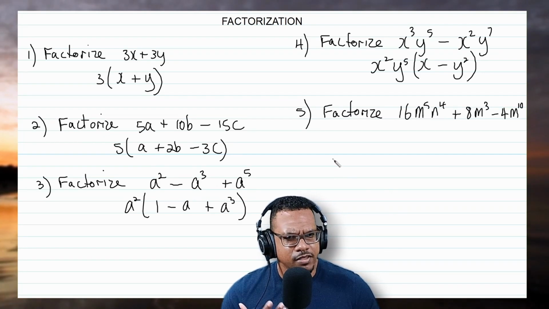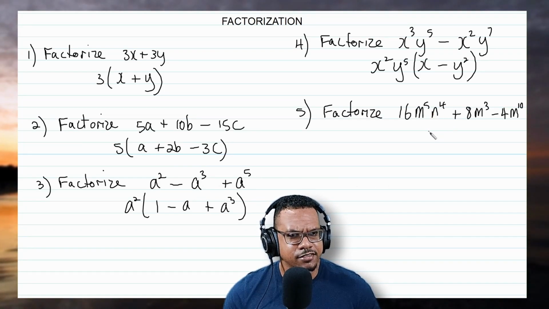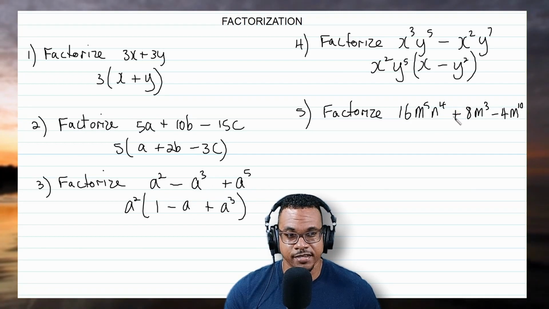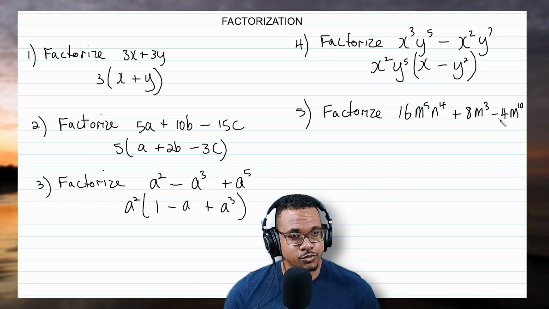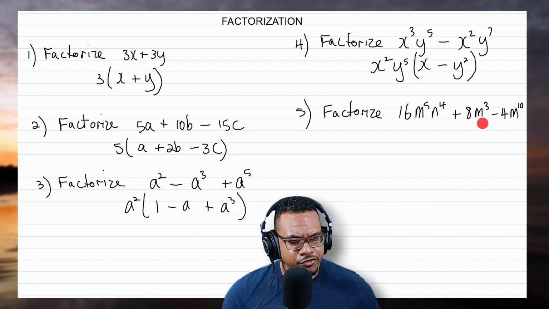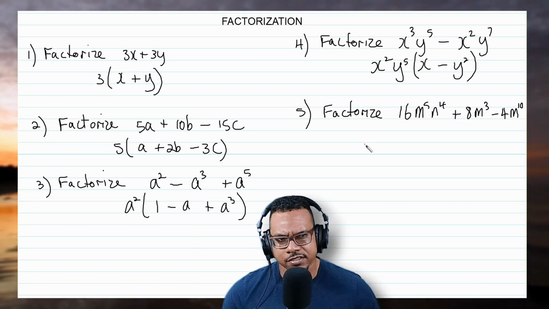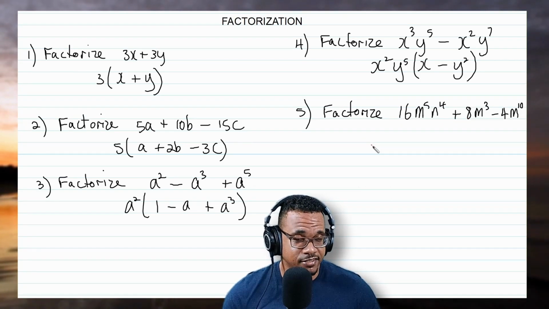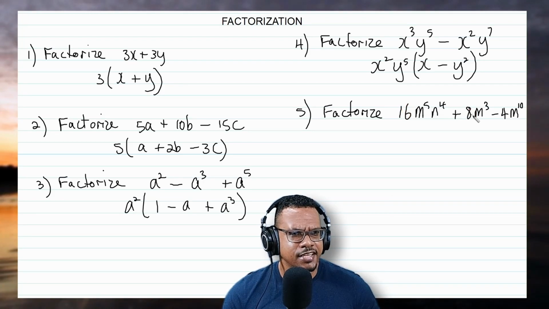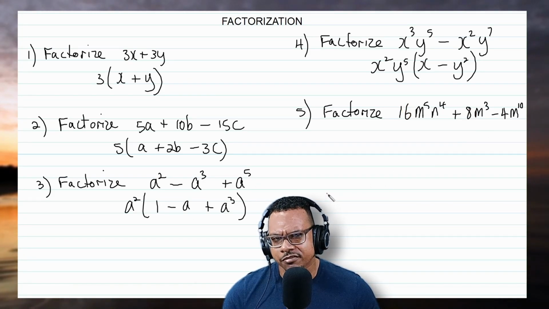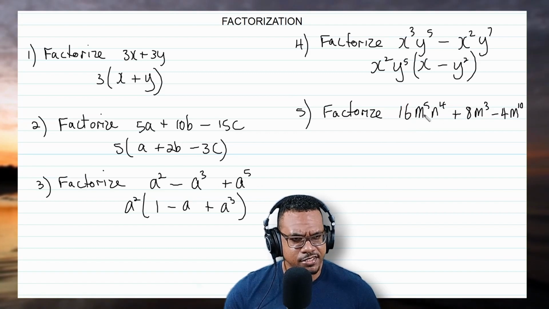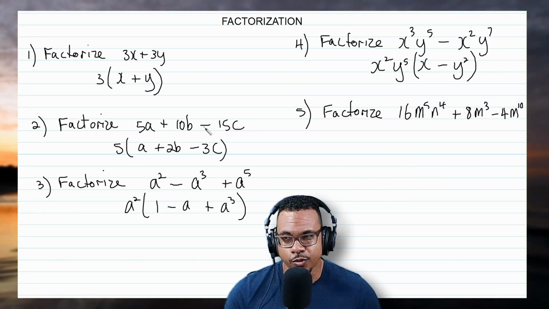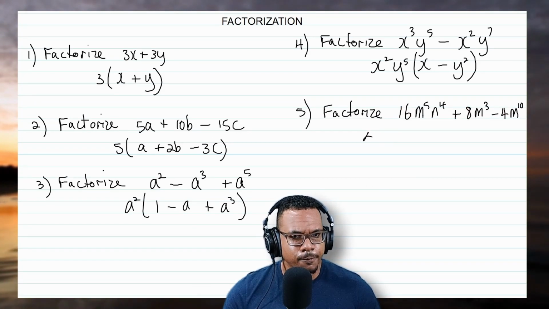So in this question, we have 3 terms. Remember, terms are separated by plus or minus signs. So 1, 2, 3. So I look at all 3 terms. What I like to do is look at the numbers first. See if I can get the highest common factor there. So we have 16, 8, and 4. So the highest common factor would be 4, because 4 could go into 16, 8, and of course 4 could go into 4. So I'll write 4 first.